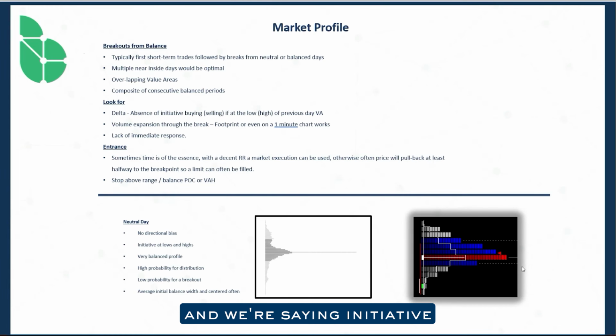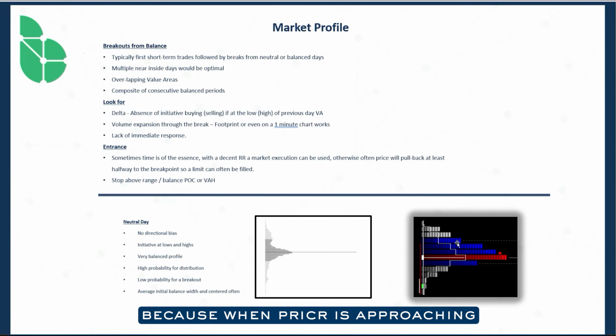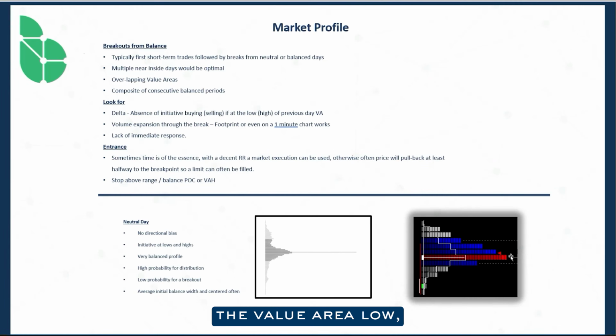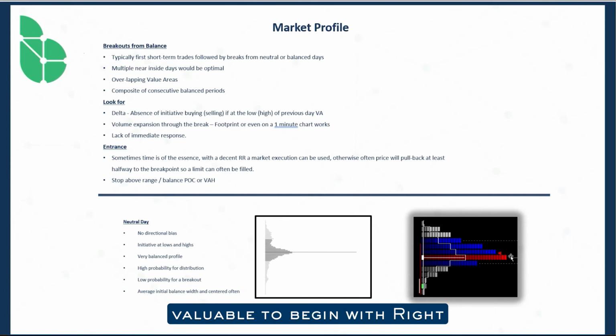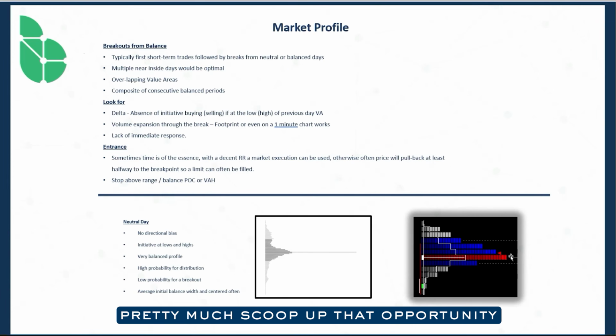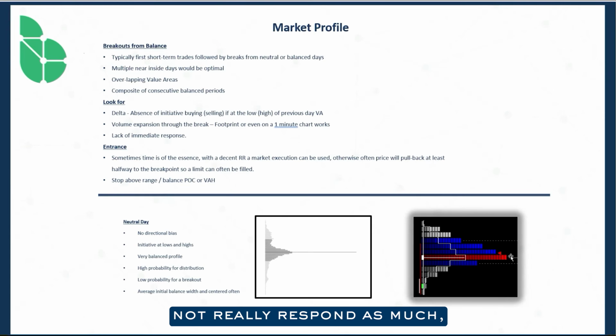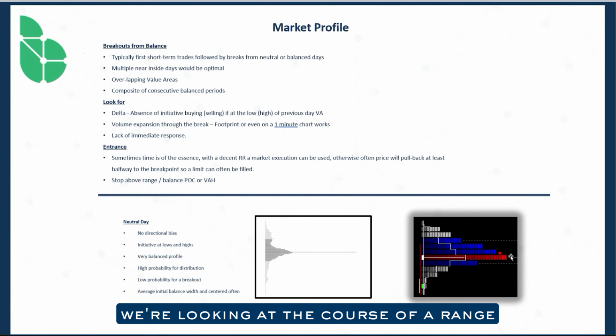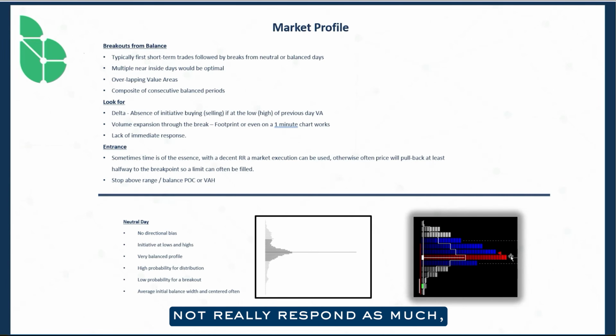And we're saying initiative because when price is approaching the value area low, typically we want to see the same effect that we would see if we drop something in value that was determined valuable to begin with, right? If you temporarily drop the price of something that was in demand, you would see buyers pretty much scoop up that opportunity. So when you see them not really respond as much, let's say we're looking at the course of a range, when you see them not really respond as much, it's a pretty bad sign, right?